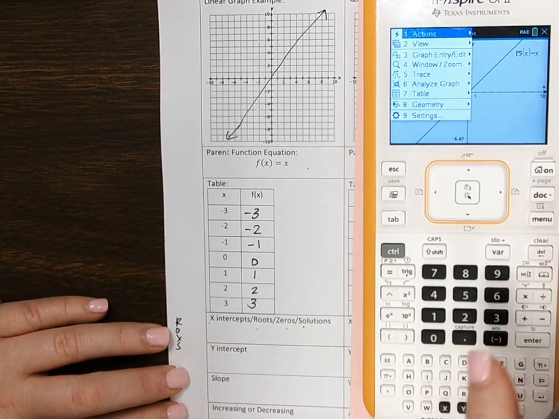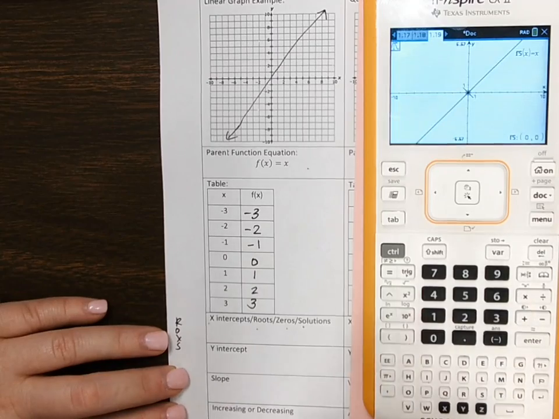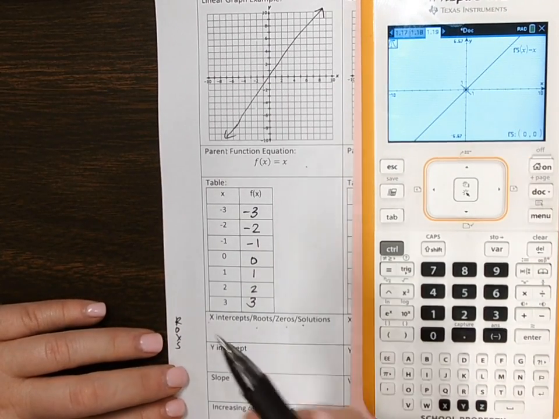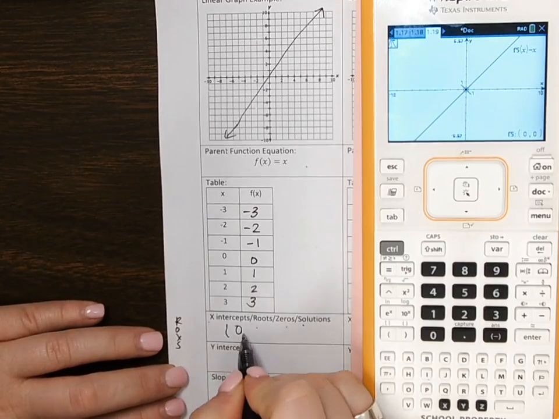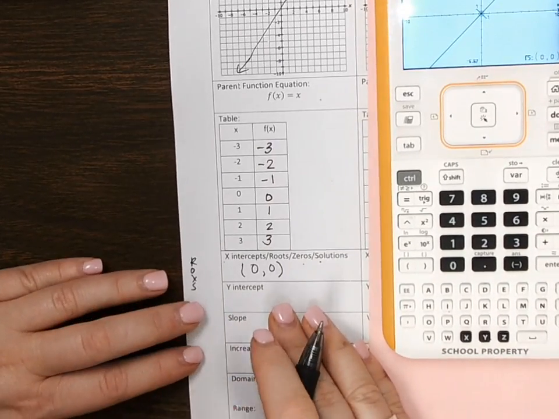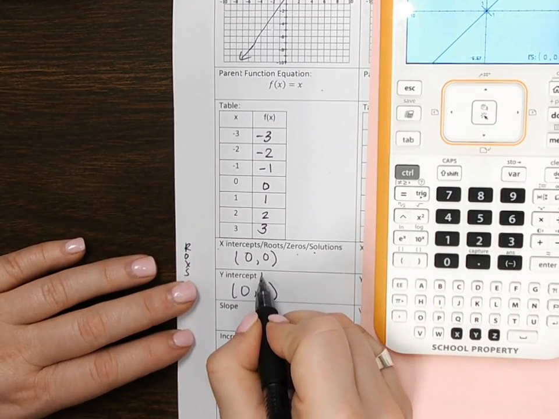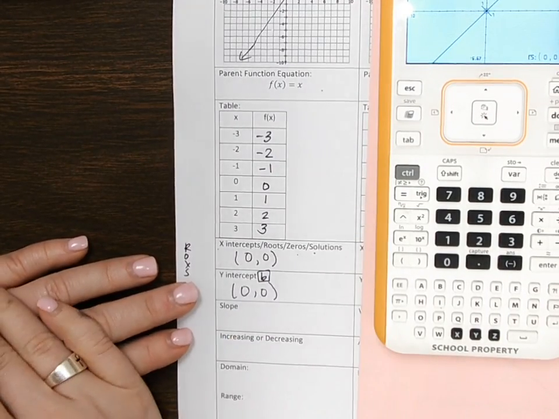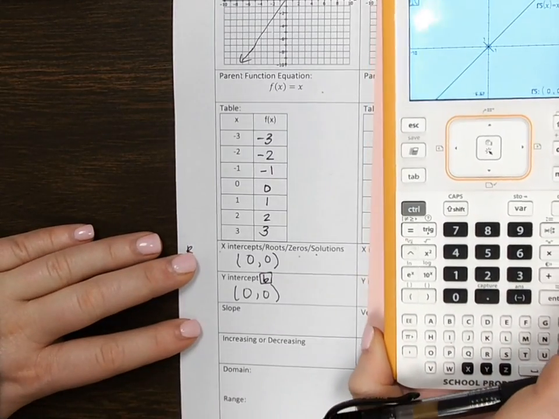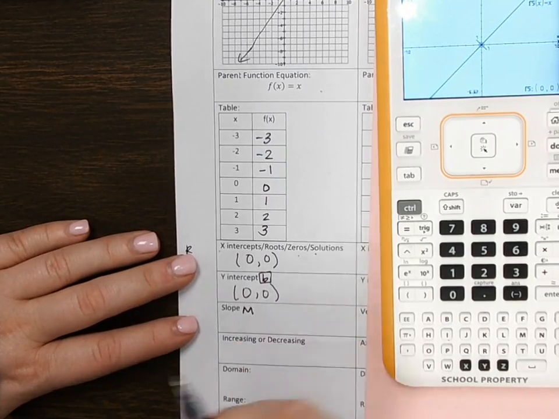The first thing is, I'm going to hit menu, then number 5 and number 1. It starts me right there. That point is 0, 0, which happens to be where it crosses the x-axis. And if you'll notice, it's also where it crosses the y-axis, which is our y-intercept. Friendly reminder, your y-intercept is the same thing as your b value. When we're talking about linear functions, we're thinking the b value. The next thing we're thinking is slope, which is our m value.